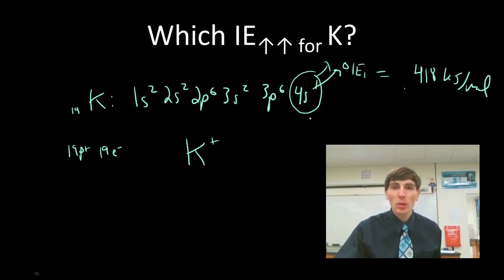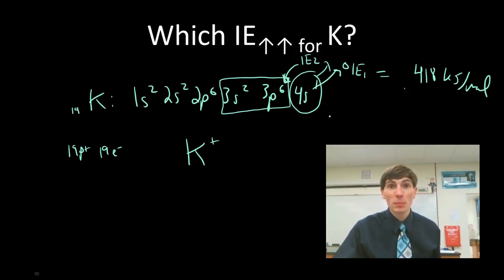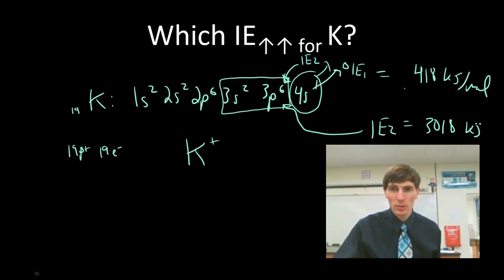And then if I want to go in and pluck another electron, well, once that's gone, now I'm going to start breaking into this third energy level, which is full. So to take one of these electrons, IE2, that's going to be my big jump. That's going to be the big jump, IE2. Okay, to break into my core electrons, it gets way bigger. For potassium, it's 3,018 kilojoules per mole.